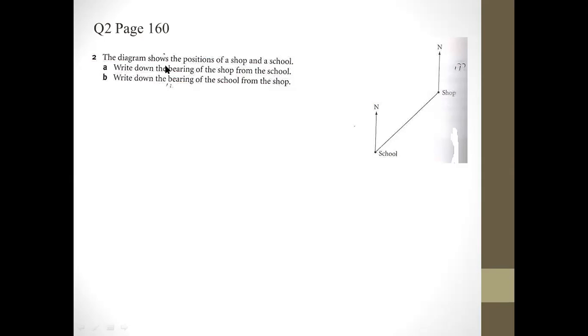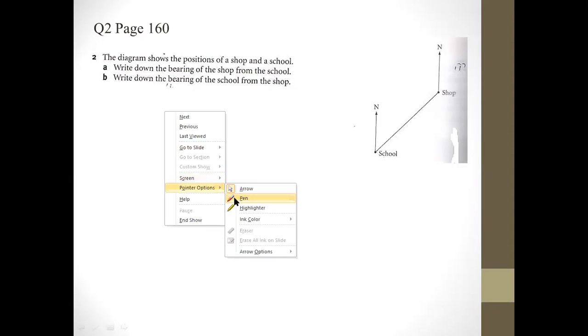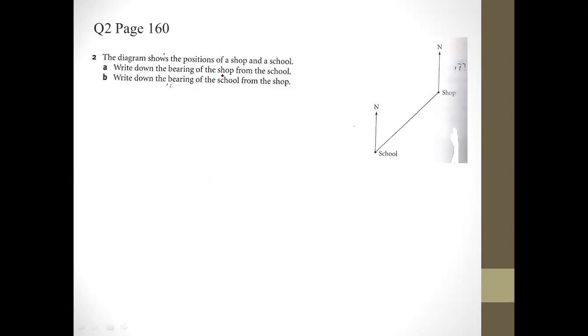This question, the diagram shows the position of a shop and a school. So we have a shop and a school. They want you to write down the bearing of the shop from the school. This is something very important. We need to pay attention: the shop from the school. So where is your starting point? Your starting point is the school, okay? It's the word that is after the from, okay? So this is our starting point, due north, and we will measure the bearing.